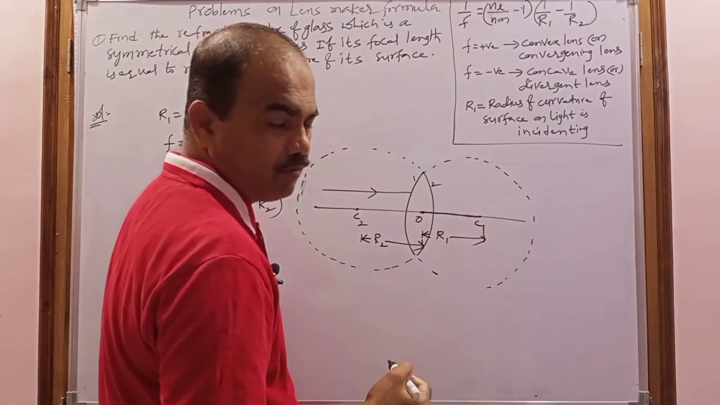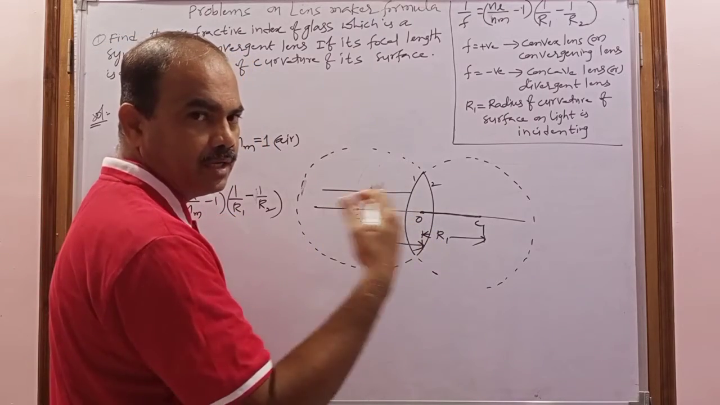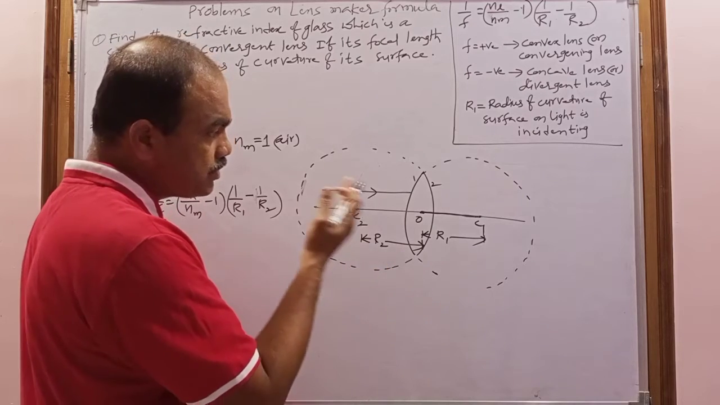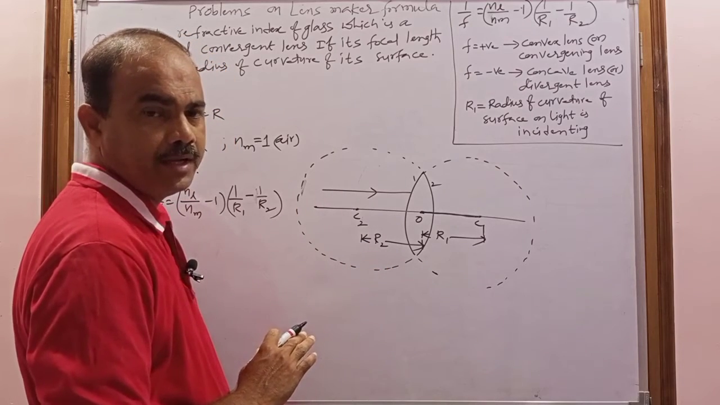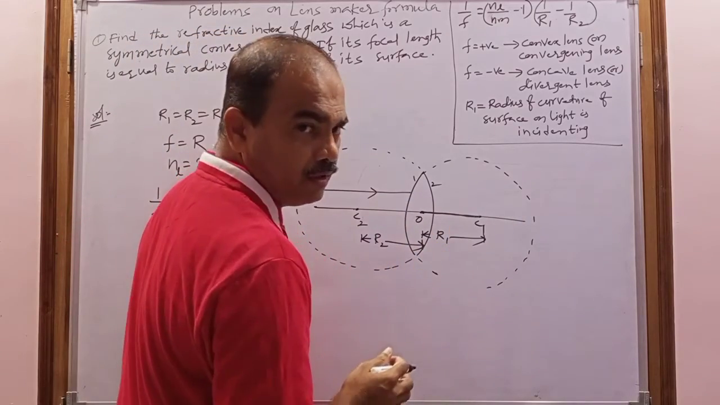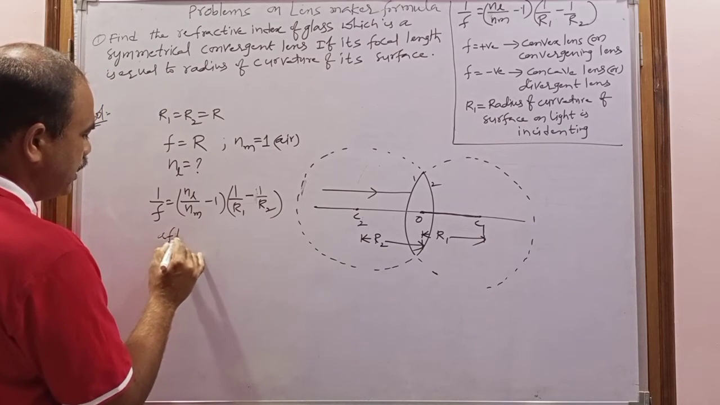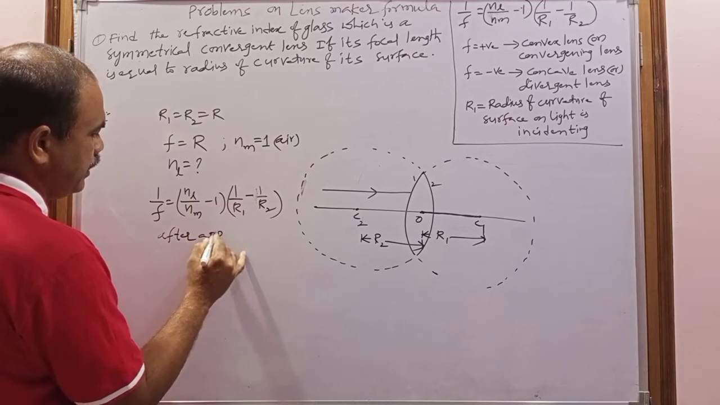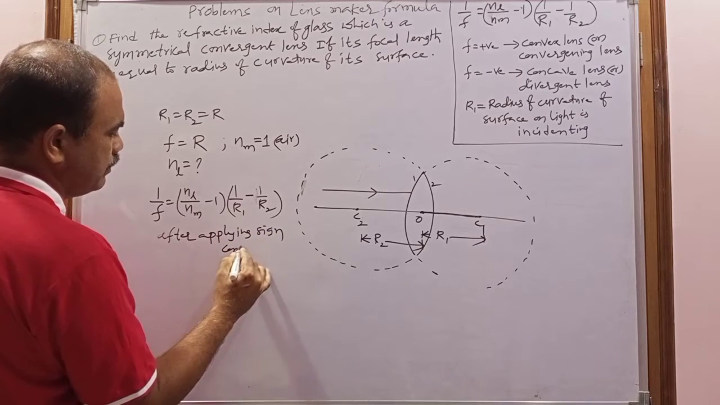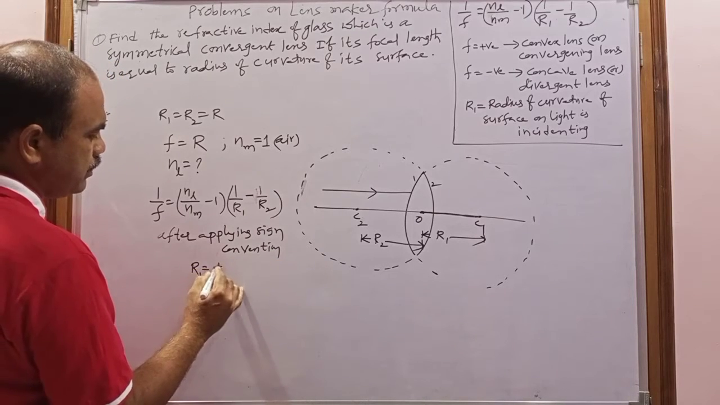So all the distances, what is the sign convention? All the distances are measured from the optic center. The distance measured in the direction of incident light is positive. The distance measured opposite to the direction of incident light is taken as negative. Now when we measure R1, you are moving in the incident direction, so R1 is positive. After applying the sign convention, R1 is positive, that is R.